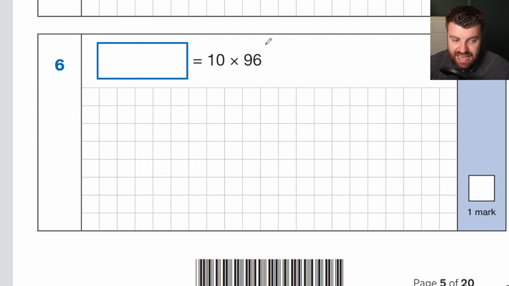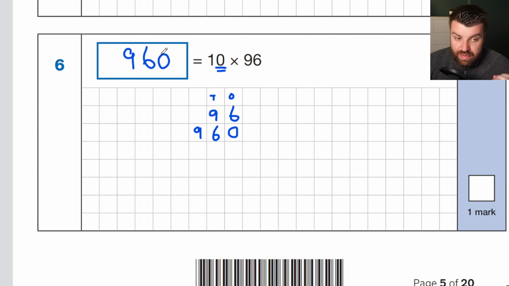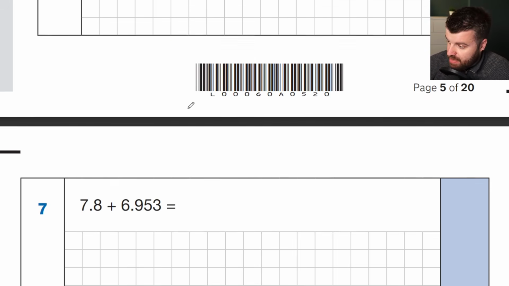Question 6, 10 multiplied by 96. Anytime we're multiplying by 10, we're going to shift our digits up the place value chart. So here we have it in tens and ones. This is going to move one place up. 9 goes to the hundreds, 6 goes to the tens, and we put a placeholder on the end. Now you might be thinking, yeah, of course, just put a 0 on the end. That's easy, right? Well, you'll see when we multiply with decimals, it doesn't quite work just putting a 0 on the end. So it's always good to think of it as moving up and down the place value table.